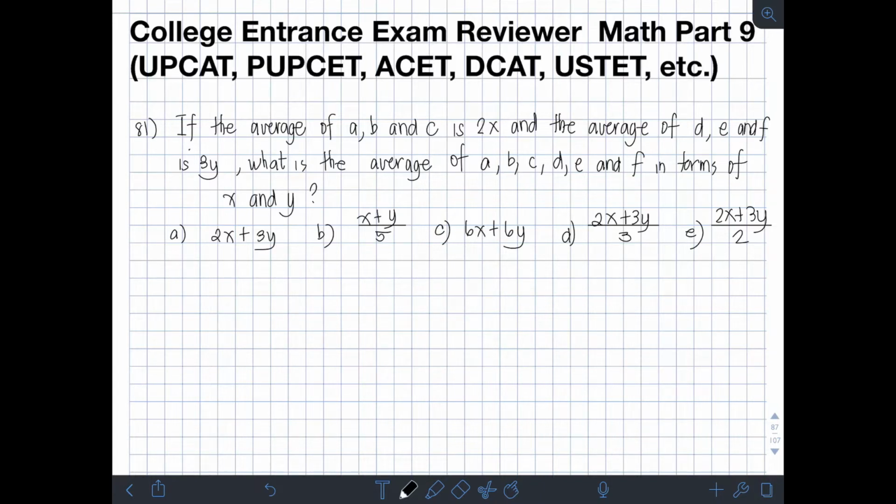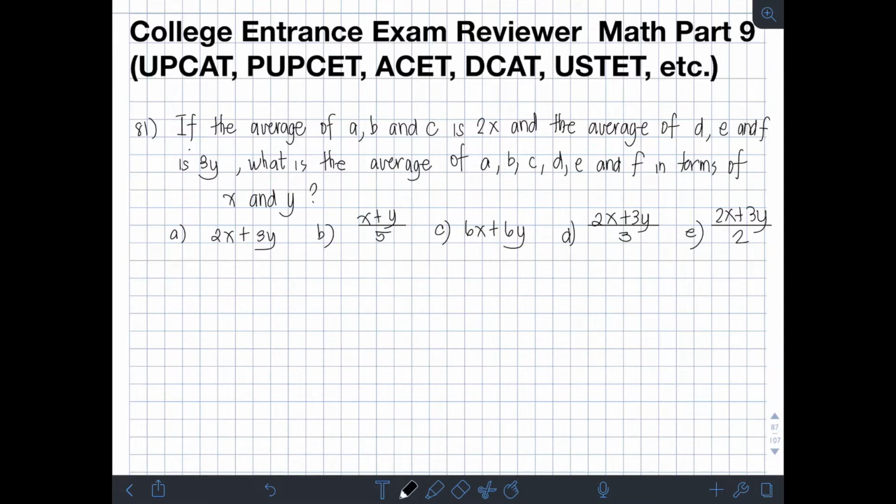Okay, so magsasagot tayo ng sets of questions. So, sa part 8, nagtapos tayo sa item 80. So, let's start with item number 81. If the average of A, B, and C is 2x, and the average of D, E, and F is 3y, what is the average of A, B, C, D, E, and F in terms of x and y?